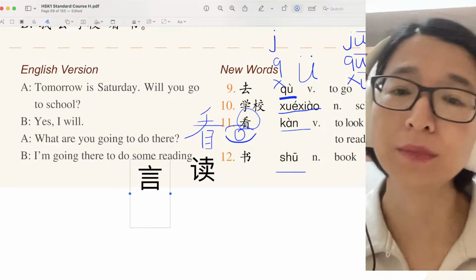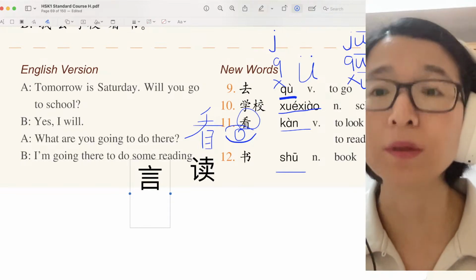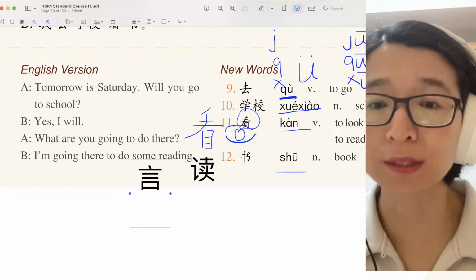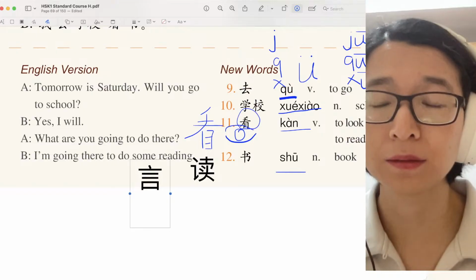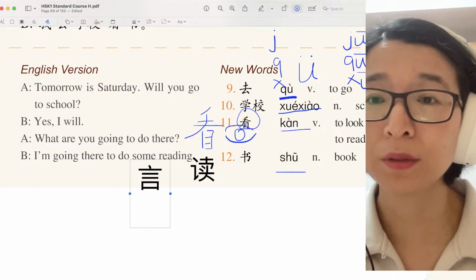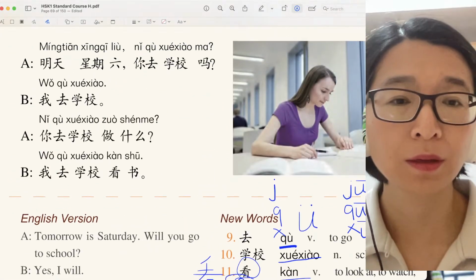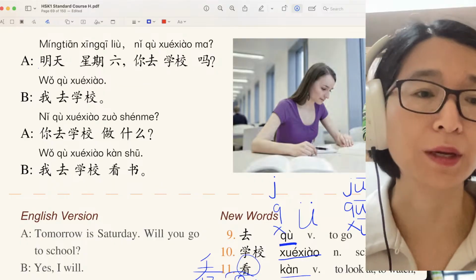Now let's read the new words one more time. 去, 学校, 看, 书. Now let's read the dialogue together.